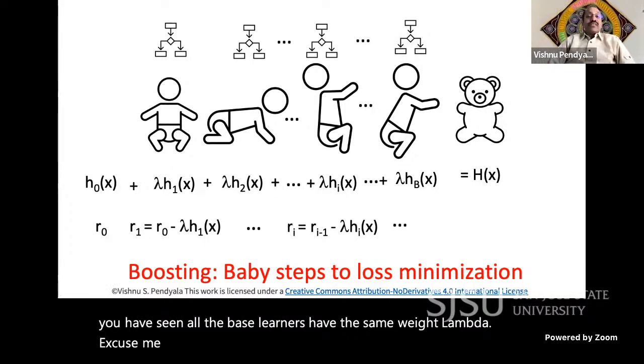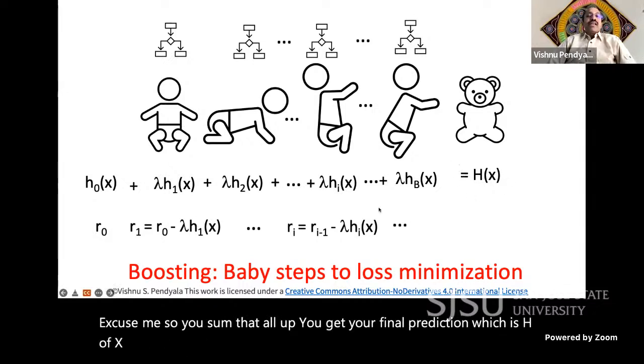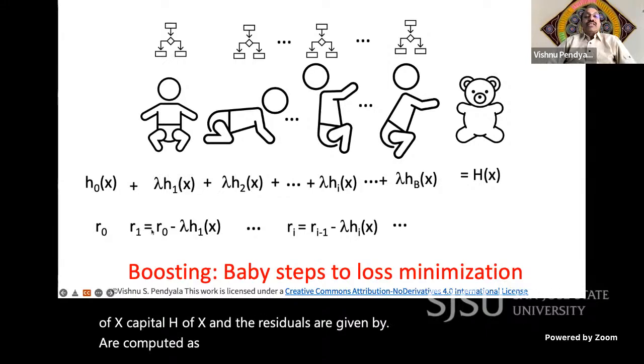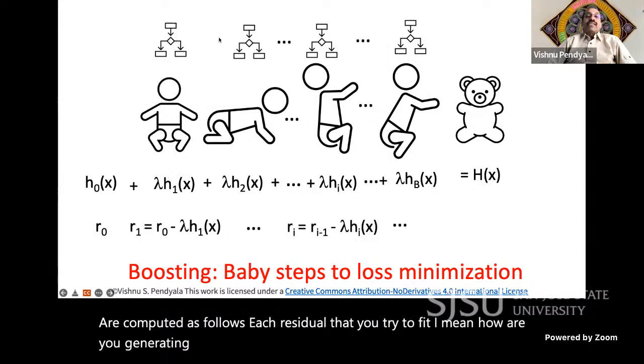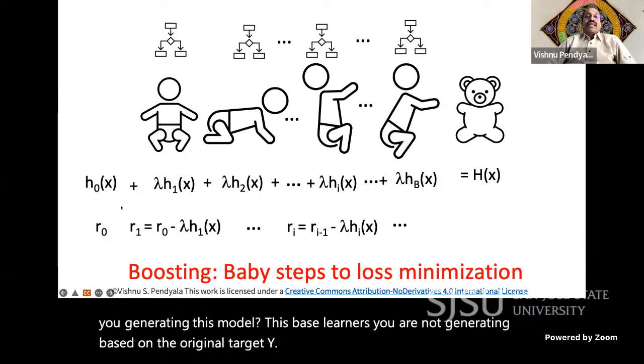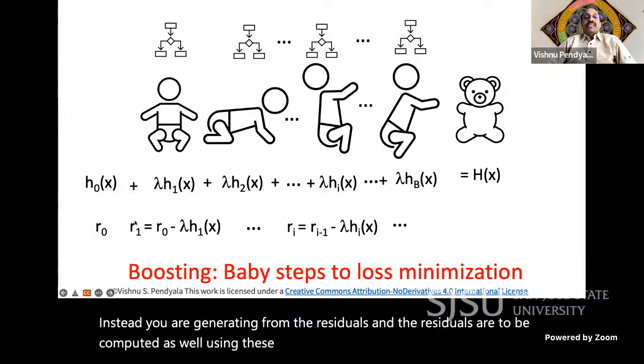So you sum that all up, you get your final prediction, which is H of X, capital H of X. And the residuals are computed as follows. Each residual that you try to fit, I mean, how are you generating this model? These base learners, you're not generating based on the original target Y. Instead, you are generating from the residuals, and the residuals have to be computed as well using these formulas, right?